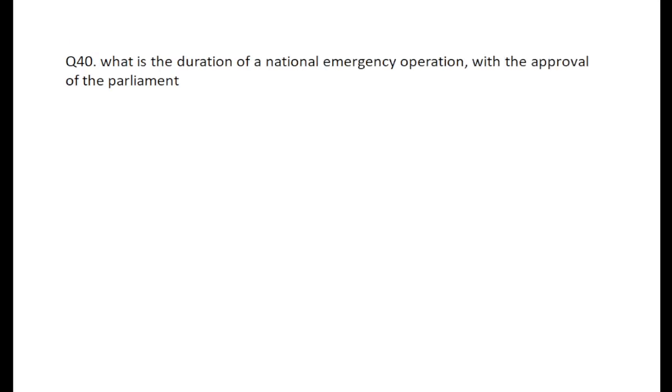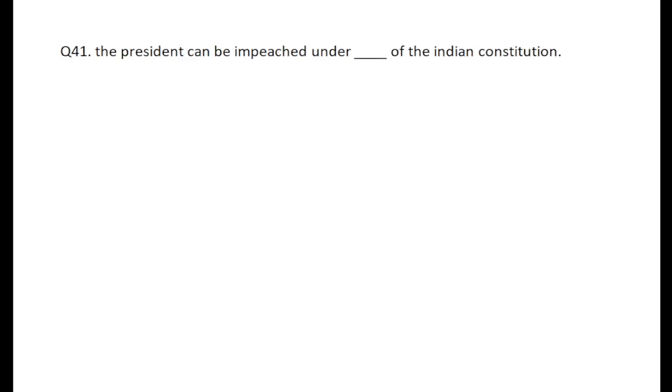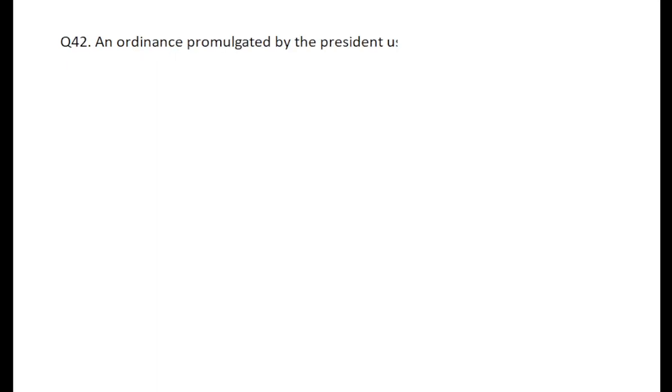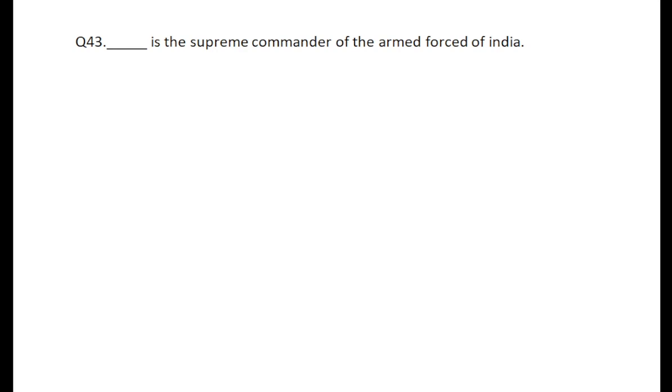What is the duration of a national emergency operating with the approval of the Parliament? An indefinite period. The President can be impeached under dash of the Indian Constitution. Article 61. An ordinance promulgated by the President usually remains in force for 6 weeks after the commencement of the next session of Parliament. Dash is the Supreme Commander of the Armed Forces of India. The President.